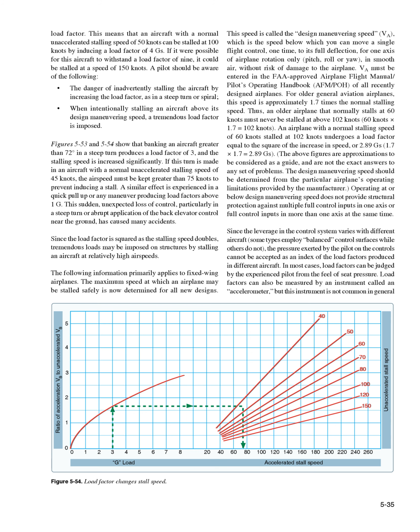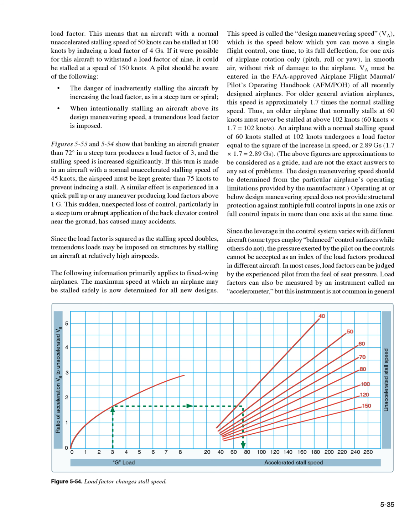This sudden, unexpected loss of control, particularly in a steep turn or abrupt application of the back elevator control near the ground, has caused many accidents. Since the load factor is squared as the stalling speed doubles, tremendous loads may be imposed on structures by stalling an aircraft at relatively high airspeeds. The following information primarily applies to fixed-wing airplanes.